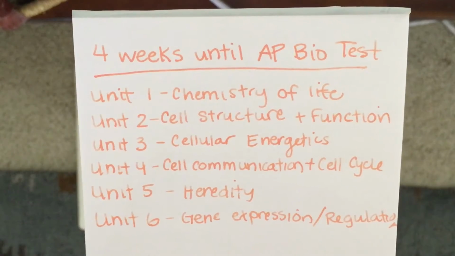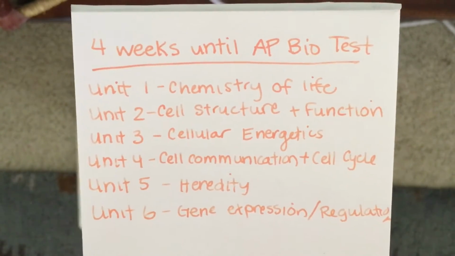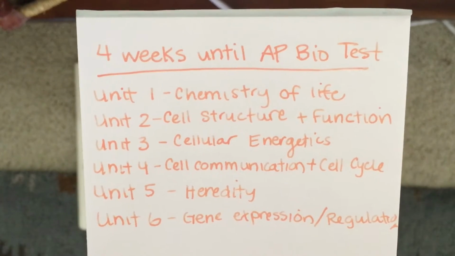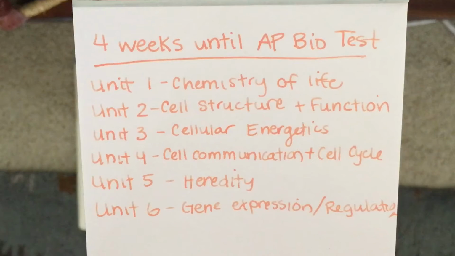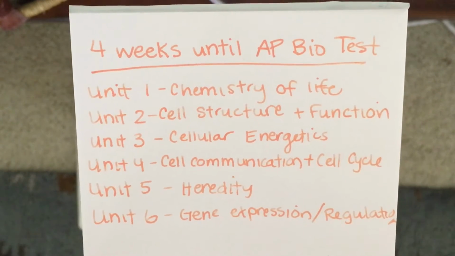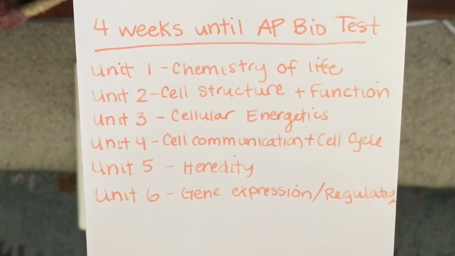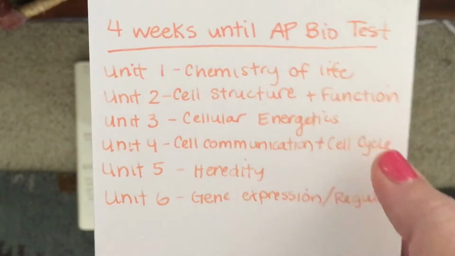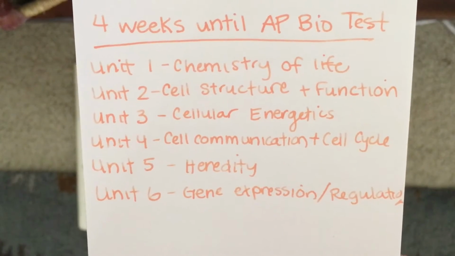Unit 4, cell communication, cell cycle. So we've got mitosis and cancer related with the cell cycle. Cell communication is about feedback and signal transduction pathways and how cells communicate to do more of something, less of something. Not exactly gene things, but activities and actions within the cell. So how are they talking and making that happen?